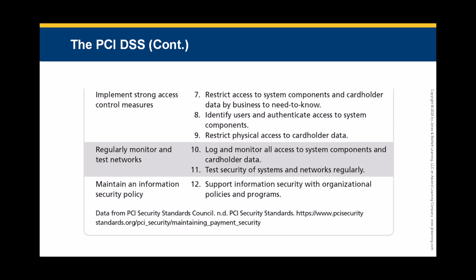The next objective is to regularly monitor and test networks. Requirement 10 requires organizations to log and monitor all access to system components and cardholder data. Logging is essential for detecting suspicious behavior and investigating incidents. In web applications, this includes logging login attempts, API access, configuration changes, and transactions involving cardholder data.